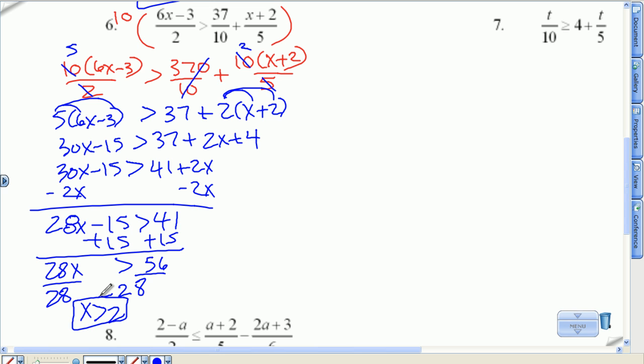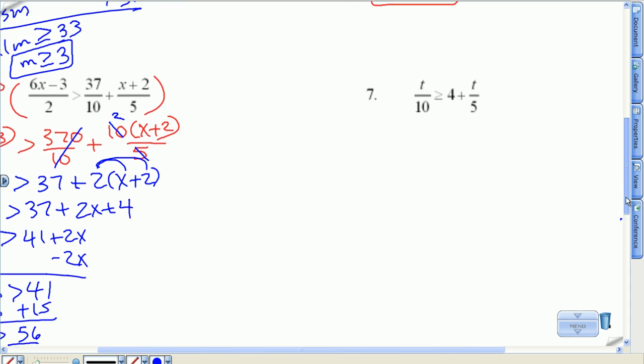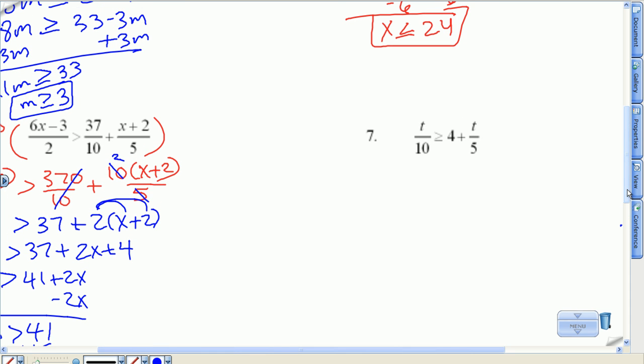All right, number 7. All right, 10 and 5. Well, the least common denominator is 10, so multiply both sides by 10. We'll show you how you can skip some of this work here.